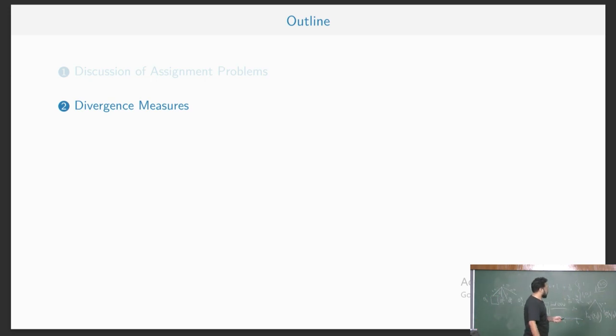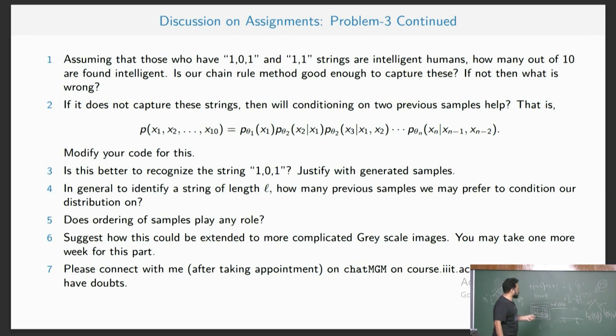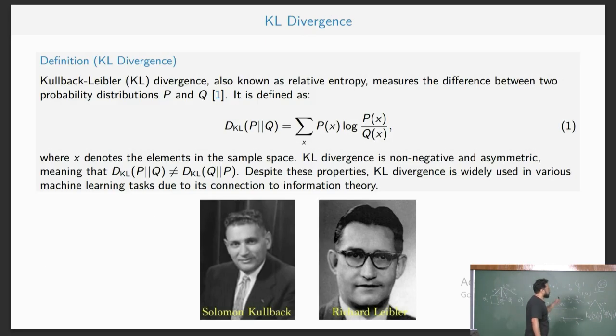Now in the remaining lecture, we will focus on divergence measures. The first one, the most important one, is something called KL divergence. K and L stand for Solomon Kullback and Richard Leibler. These guys proposed this in a statistics paper, actually an information theory and statistics paper.